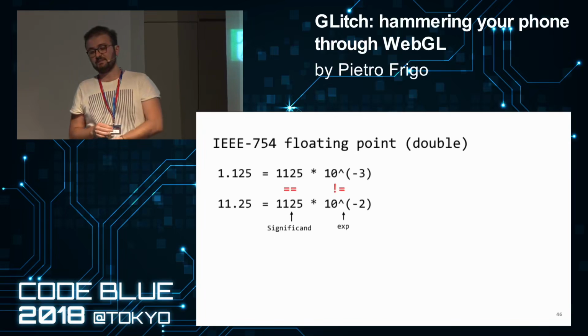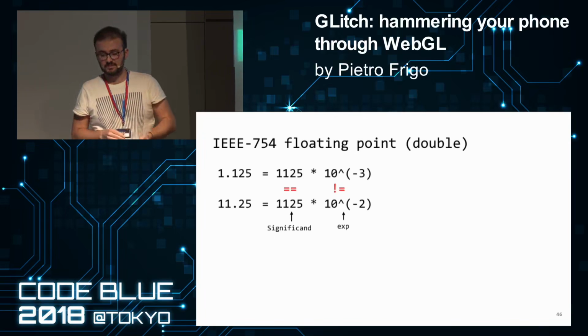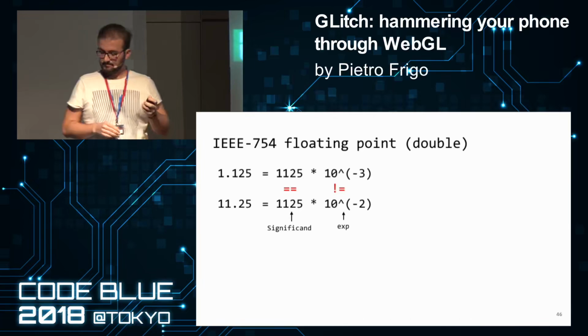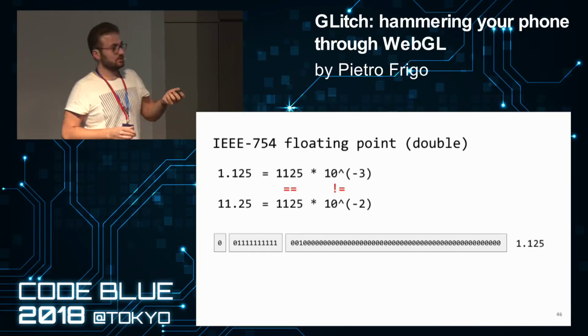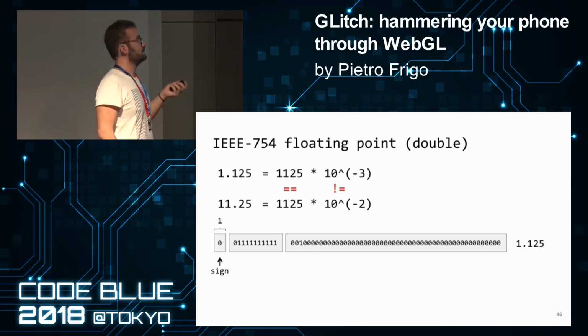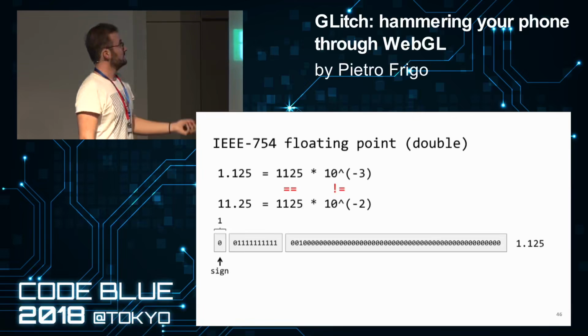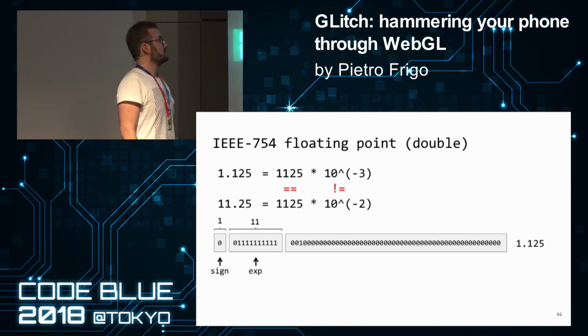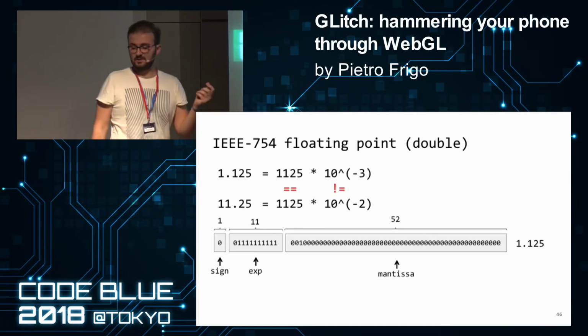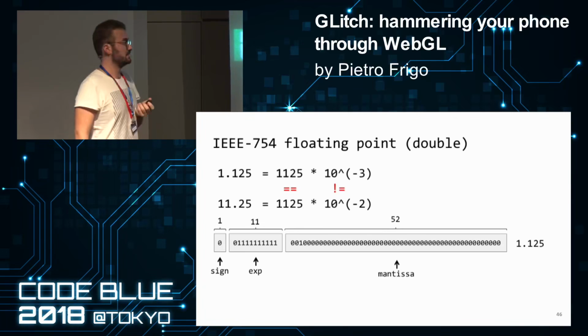And as you can see, the significand is the same, but the exponent is different in this case. Now, in binary, what you have instead is your sign bit, which tells you if it's a positive or negative number. Then you have 11 bits for the exponent. And then finally, you have 52 bits for the mantissa, which is the significand.